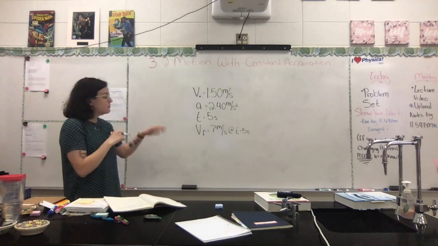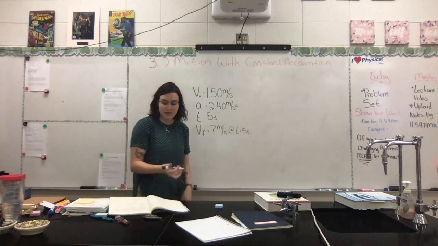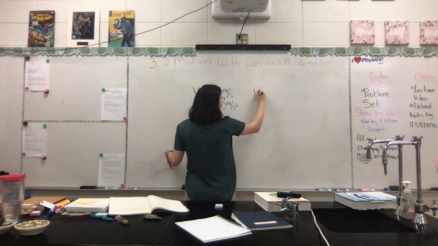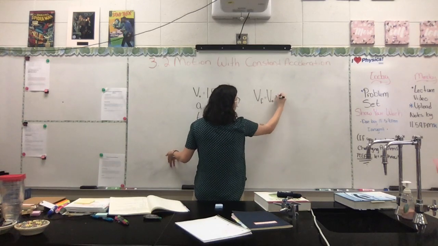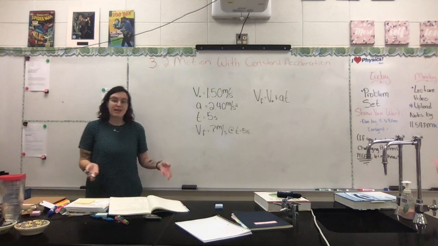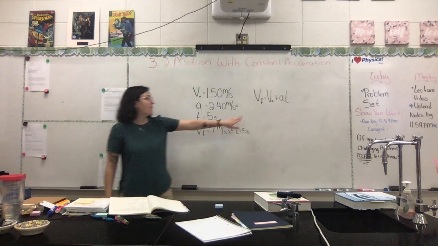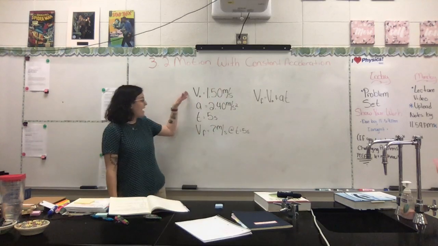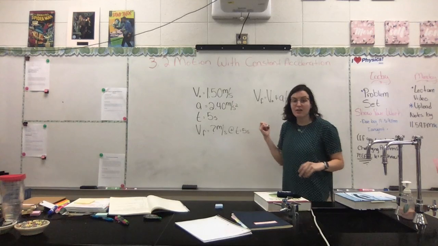So what we can use to find this is the equation that we just learned, right? Our VF equals V naught plus AT. The good news is that we don't have to do any rearranging for this. We're looking for VF, which is what it's already set equal to, and we have V naught, A, and T. So all we have to do is plug it in, okay, you guys?